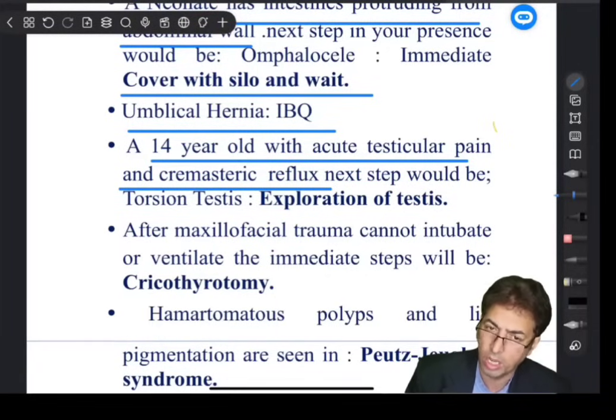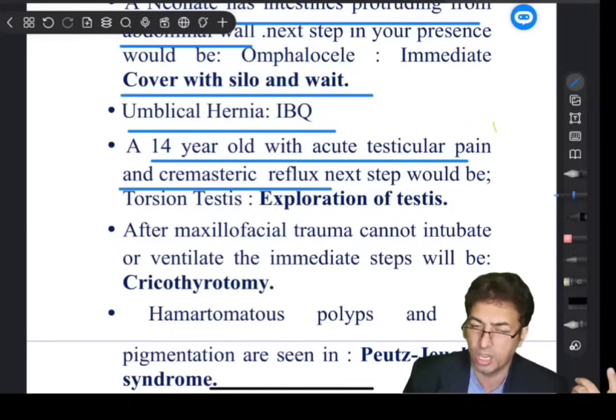Torsion can cause interruption of the blood supply of the testes, the testicular arteries. There is the pampiniform plexus of veins over there. There will be congestion within the testes. The testes will undergo gangrene, necrosis, and the testes can't be recovered.